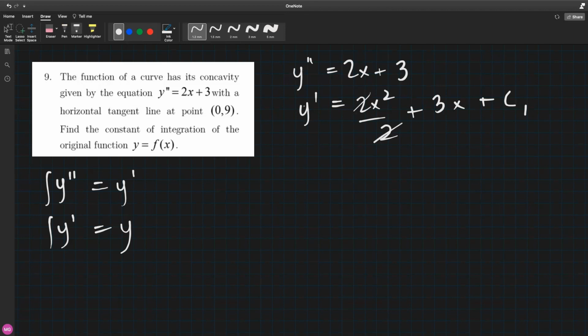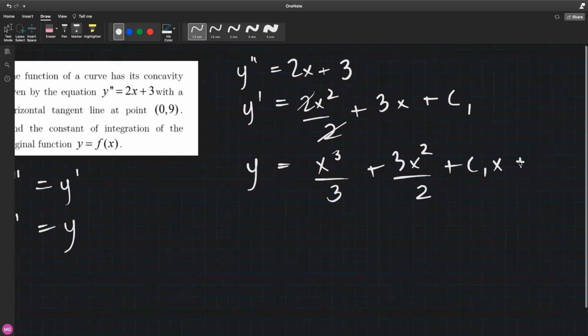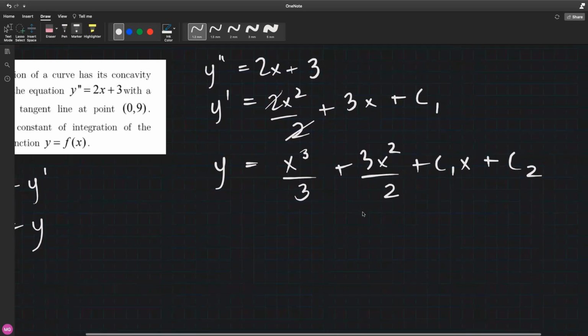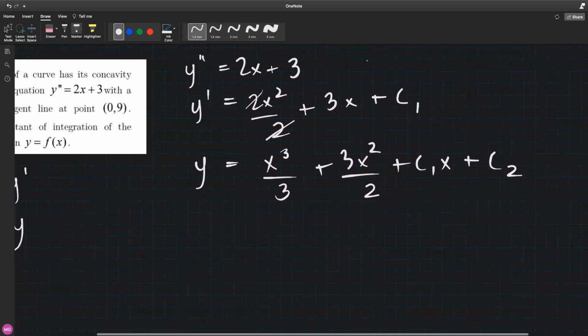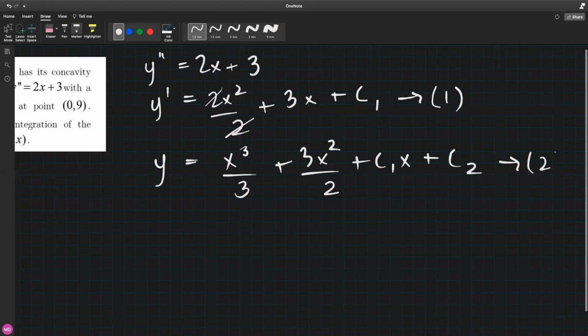And then let's integrate this once again to get y equals x squared. Oh no, that would be x cubed over 3 plus 3x squared over 2 plus c1 x plus c2. So we have these two new equations right here. That's 1, and that's 2.